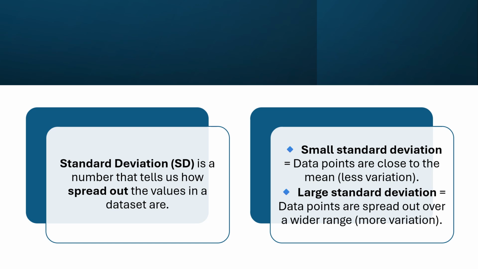Standard deviation, so there are two types. If there is a small standard deviation, it means that the data points are close to the mean. So there is less variation between the data points. When there is a large standard deviation, data points are spread out over a wider range, which shows there is more variation.